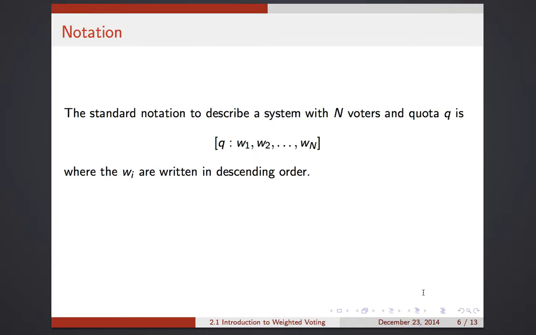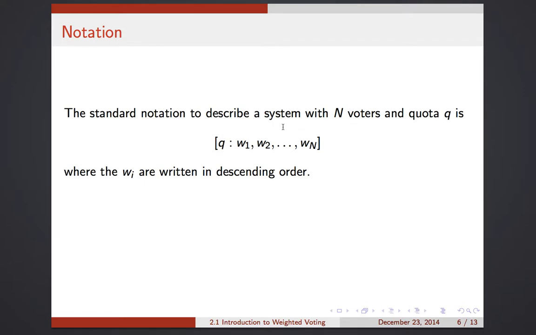Here is the streamlined notation we will use to denote a weighted voting system. I'm going to give you some examples in a second, but the main thing to be aware of is, don't be intimidated by notation like this. This is just a simplified way of writing more information than you want to write. So let's just walk through this.